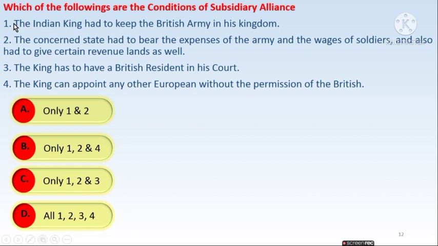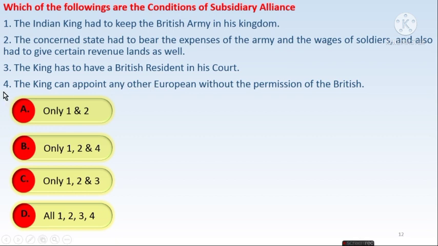See here, the first condition of subsidiary alliance, the Indian king had to keep the British army in his kingdom. The second condition, the concerned state had to bear the expenses of the army of the British. It is also the right option. The king has to have a British resident in his court.